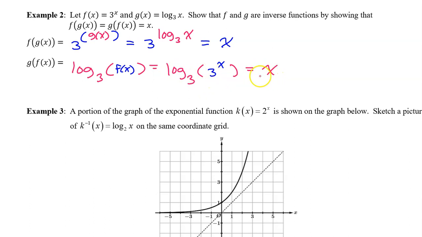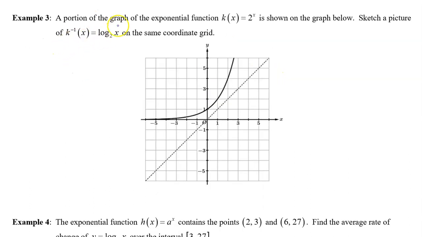and you get x. Example 3. A portion of the graph of the exponential function k of x equals 2 to the x power is shown on the graph below. Sketch a picture of k inverse, which equals log base 2 of x, on the same coordinate grid.